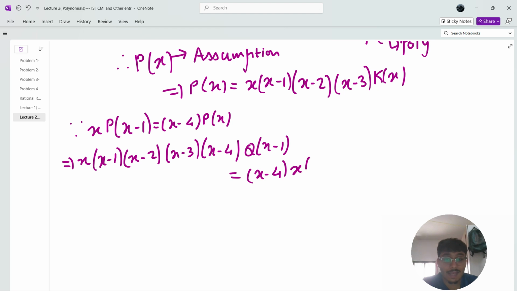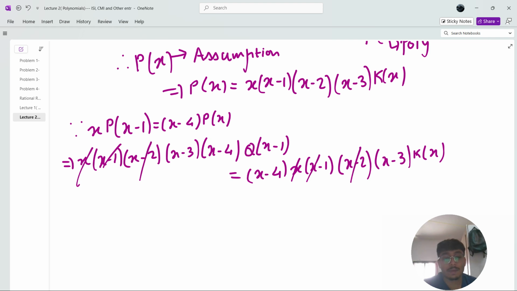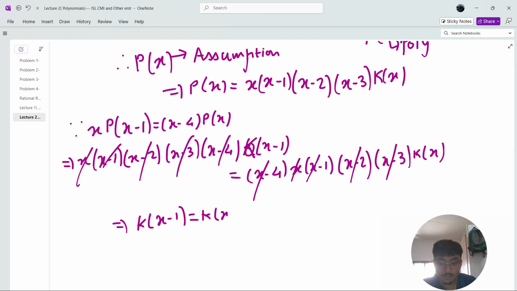What do I have? My p of x is x into x minus 1 into x minus 2 into x minus 3 into k of x. Okay, so what can I do? I can see that some things are getting cancelled on both sides. So x and x get cancelled, x minus 1 and x minus 1, similarly x minus 2, x minus 2, x minus 3, x minus 3, and x minus 4, x minus 4. This is my k, okay? It's not q. So what do we get here? k of x minus 1 is equal to k of x.